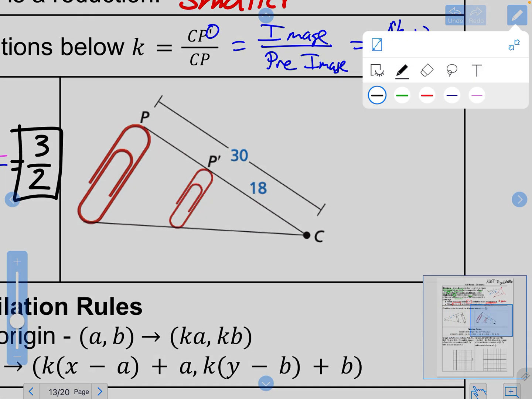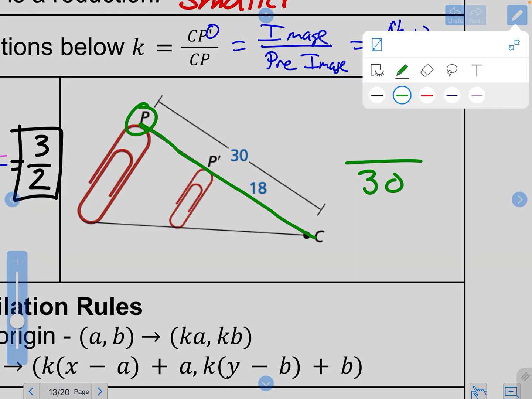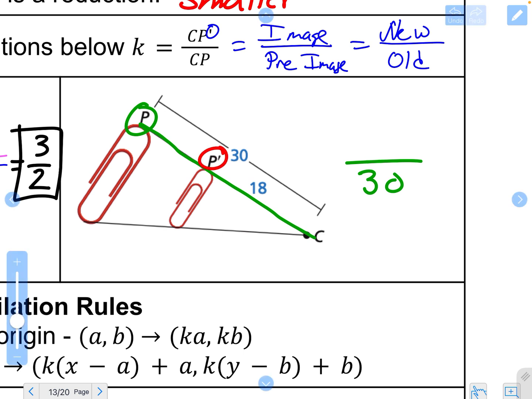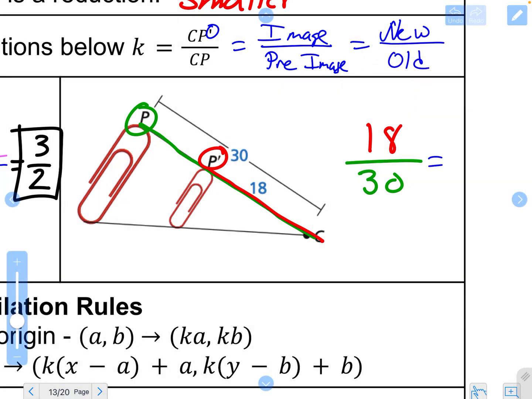Here we've got our original, P, our pre-image, which is 30. We always put our original, our pre-image, or our old on bottom. And then our new image, marked by P prime, is 18. Again, we always reduce our fractions. We can divide both by 6, which gives 3 over 5 as our scale factor. Because that's less than 1, this is a reduction.